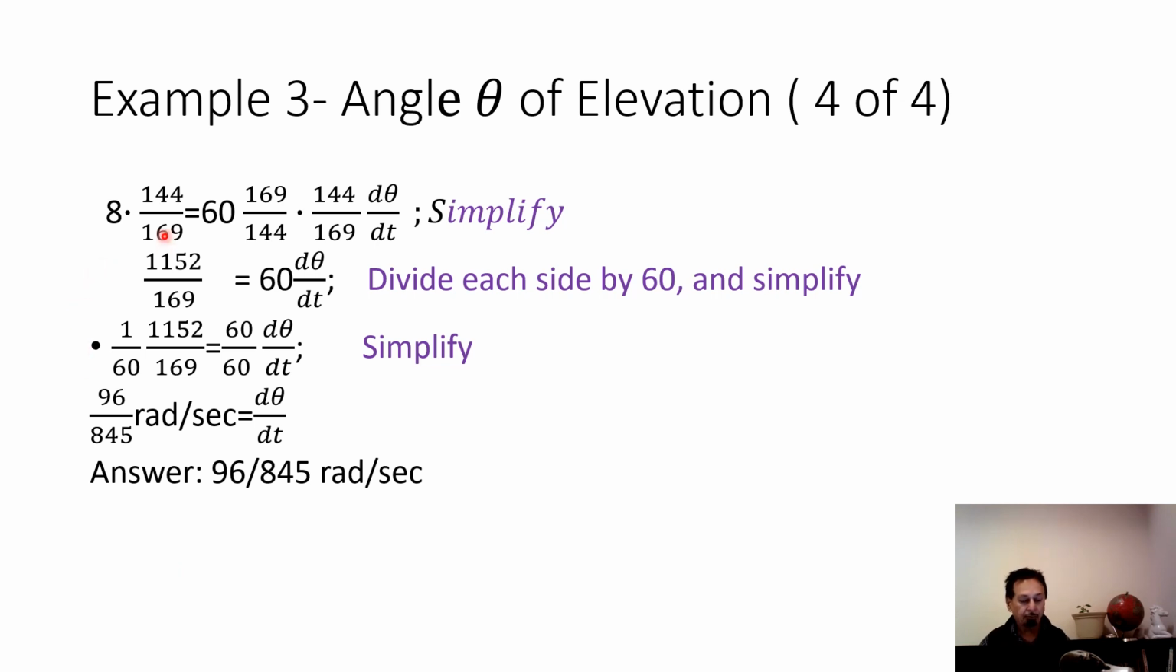Okay, so we have an equation 8 times 144 over 169 equals 60 times 169 over 144 times 144 over 169 d theta over dt. This we can simplify and get 60 d theta over dt equals 1152 over 169. We need to isolate d theta over dt, so we divide both sides by 60. So you have 1 over 60 times 1152 over 169 equal to 60 over 60. They cancel out, you get d theta over dt. This we can simplify to 96 over 845 radians per second.